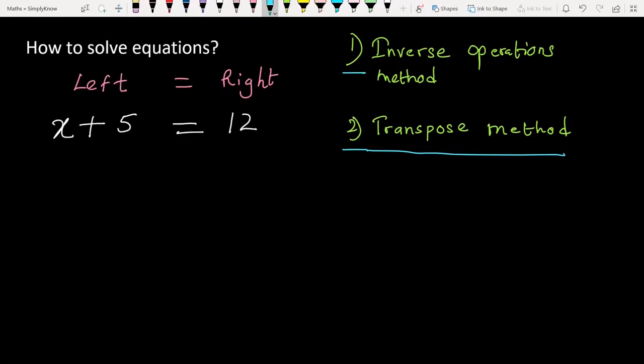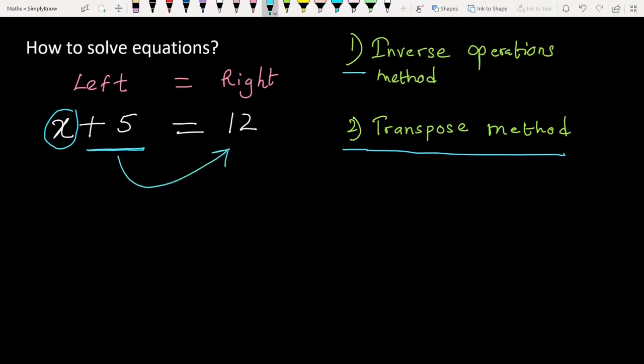Now, what we do is we keep our unknown term on the left side and we eliminate whatever known terms on the left side. So in this example, our unknown term is x. So we keep x on the left side and we do have a known term here. It's a plus 5. So we try to eliminate this plus 5. So how do we eliminate the known terms? What we do is we transpose or transfer the known terms to the right side.